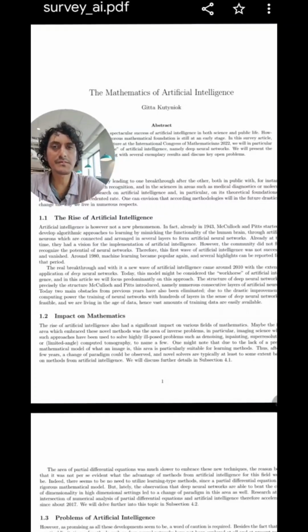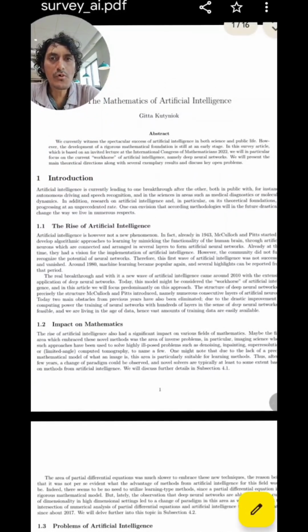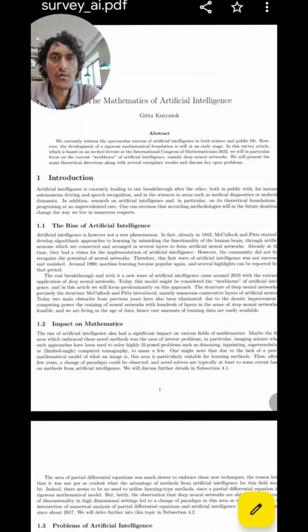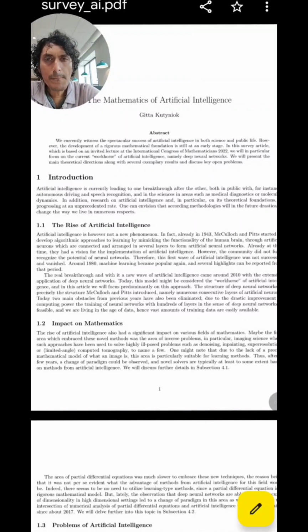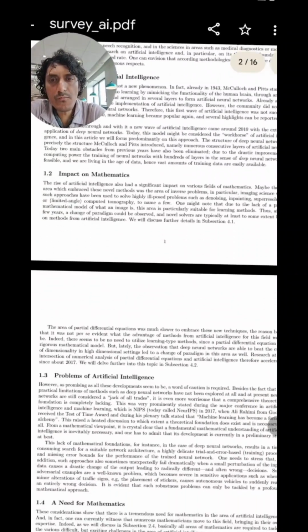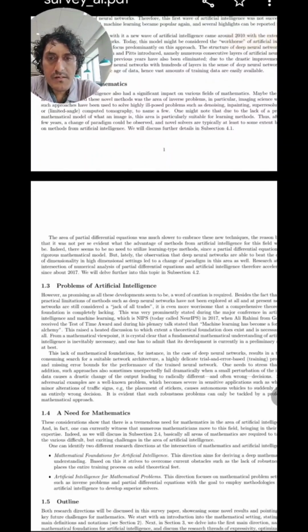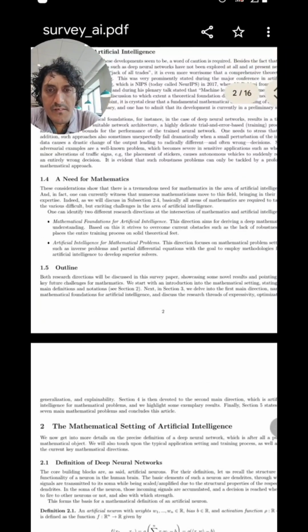Hello. All right. Found an interesting book over here, The Mathematics of Artificial Intelligence by Gitta Kutyniok. It's a really interesting book. I have not read it fully yet, but there are really interesting things over here.